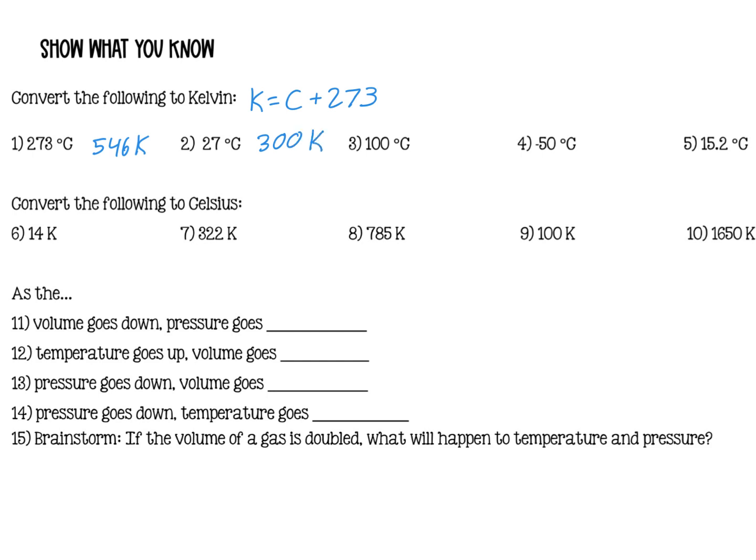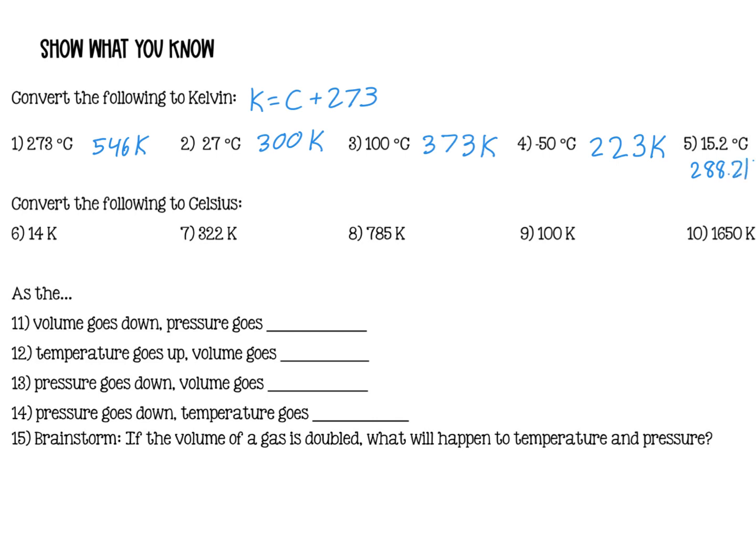For number 3, we're going to take 100 and add 273 to get 373. For number 4, we're going to take negative 50 and add 273 to get 223. And for number 5, we're going to take 15.2 and add 273 to get 288.2.